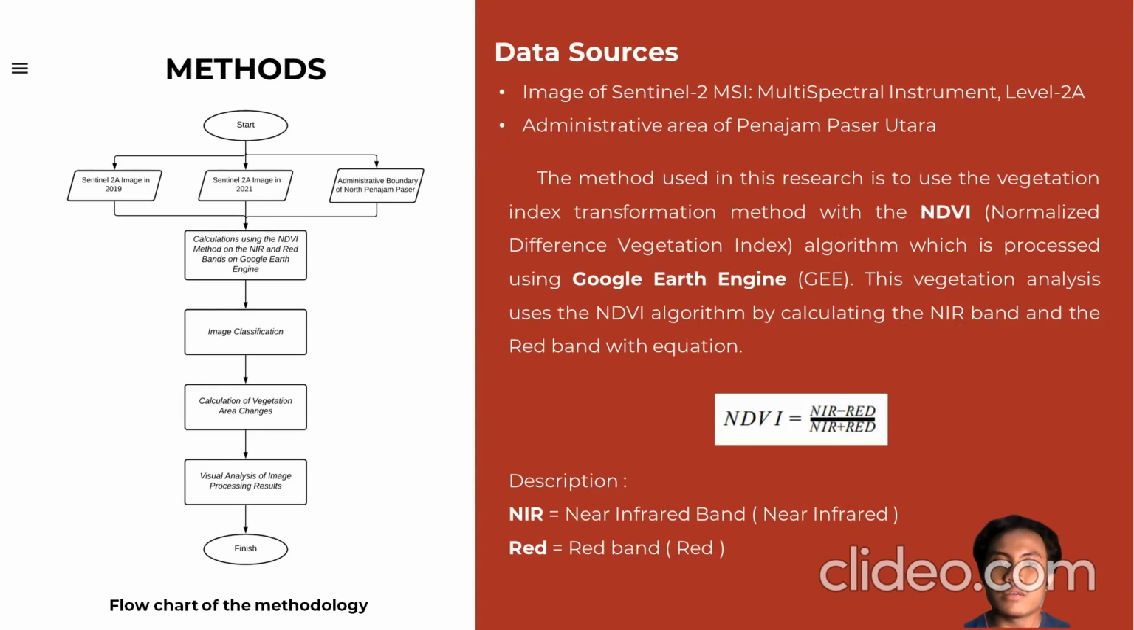Now this is the method that we use in this research. The first step of the flowchart of the methodology is collecting the data. The data is Sentinel-2 multispectral instrument level 2A imagery and the administrative area of Penajam Pasir Utara. And then the next step is calculation using the NDVI method on the near-infrared and red bands on Google Earth Engine. After that, we use image classification, and then we calculate the vegetation area change. And the final step is visual analysis of the image processing result.